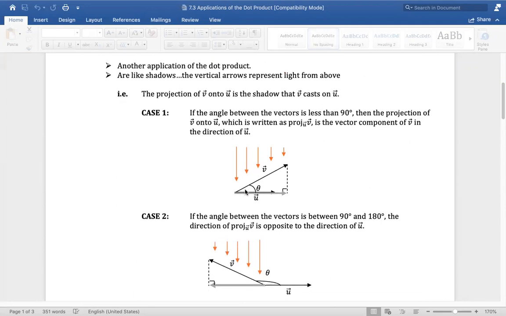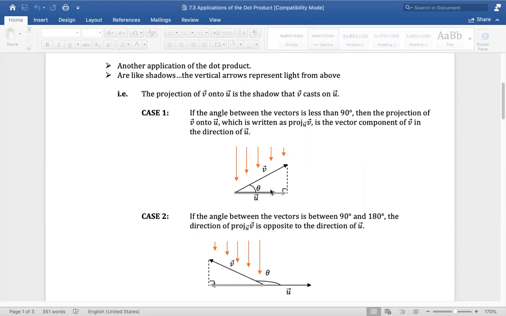So case one is if the angle between the vectors is less than 90. It is important that you know the distinction here. So if your theta, you can see an example like this, is less than 90, then the projection of V onto U, right? This is your projection vector of V. It's being projected onto U. U is actually the black one. If you can imagine in behind, that would be the tail, that would be the head.